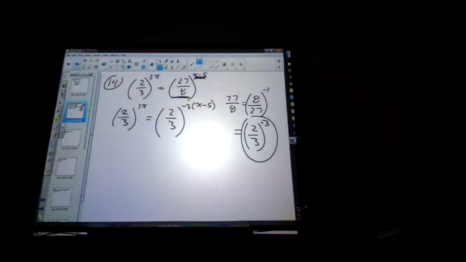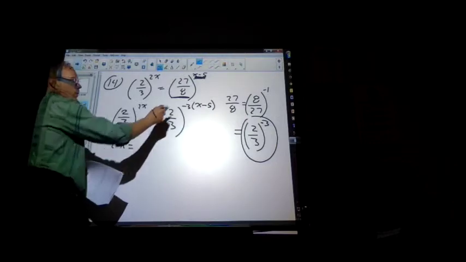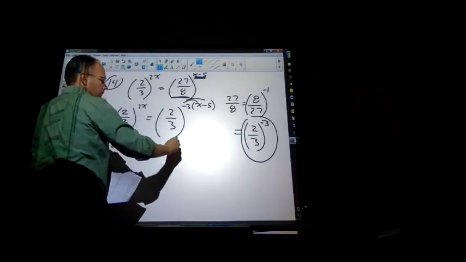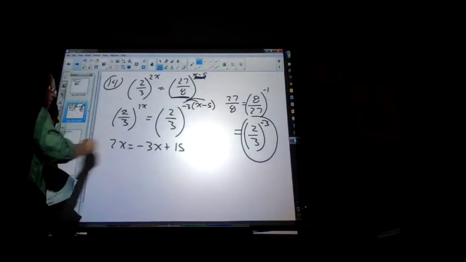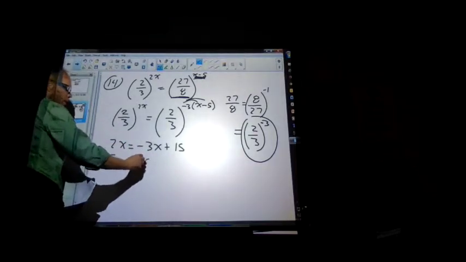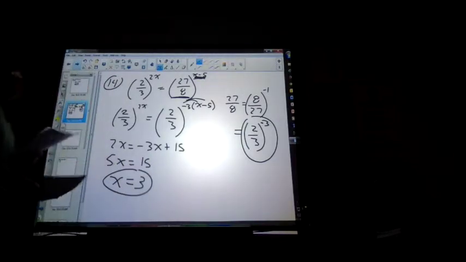Exact same bases. What can I do with the exponents now? Set them equal to each other. So I get 2x is equal to, I can distribute over that. So I'm going to get negative 3x plus 15. And then let's solve it. So I'm going to bring the minus 3x over. It's going to be 5x equals 15. So I'm going to get x is equal to 3. I don't have any log or natural log in there, so I don't have to worry about an answer not working. That should work out just fine.